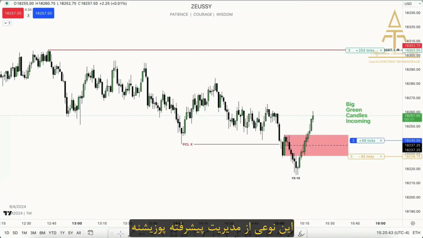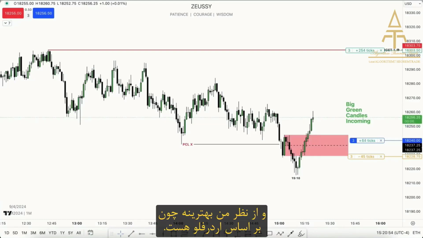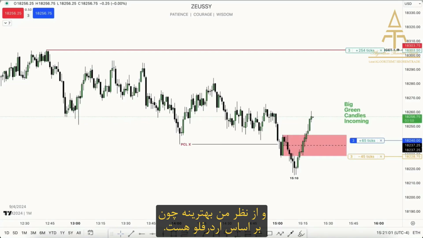That's a rather advanced way of managing positions. But it's, in my opinion, the best way to manage positions because it shows real order flow.